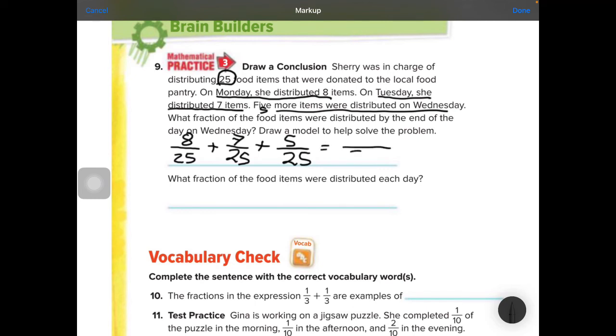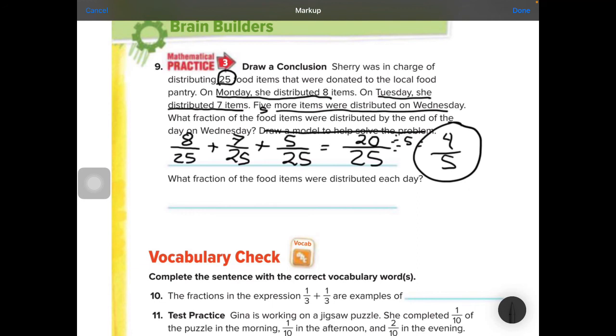So now we can add those all together. Remember, we bring 25 over because that's the denominator, and we add 8 plus 7, which is 15, plus another 5 is 20. So we have 20 25ths, and we can simplify that by dividing each by 5. And that would be 4 fifths. There you go. And I'm not going to draw a model, but if you would like to, you're welcome to.